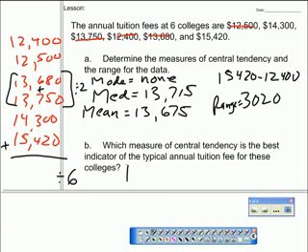Why would the mean be the correct measure? Why not median? Very good. There are no extreme values in our data set. They're all relatively close to one another. If one of the numbers would have been 25,420, then what would have been the most appropriate? Median, because we would have had an extreme value there.